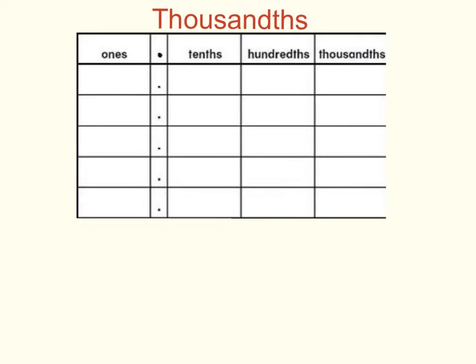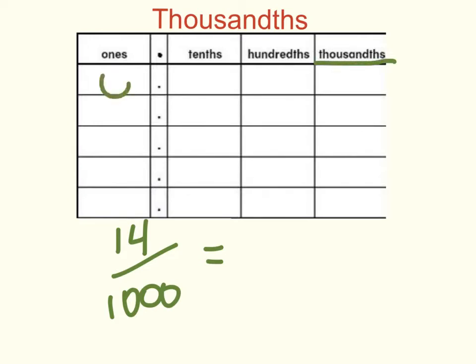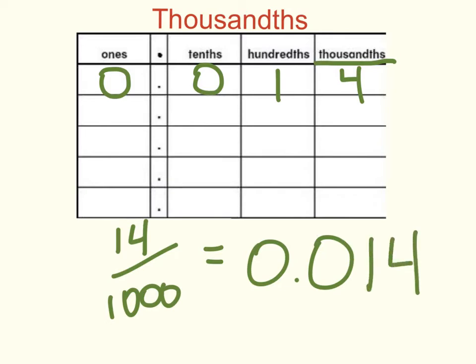You ready for another little tricky one? 14 thousandths. Now this is similar to the last one. Because we're showing thousandths, we have to include everything up to the thousandths place value. So I'm going to have 0 ones, 0 tenths, 1, 4, like that. So I have 0.014. That's how you show 14 thousandths, because we're including tenths, hundredths, and our thousandths place value.